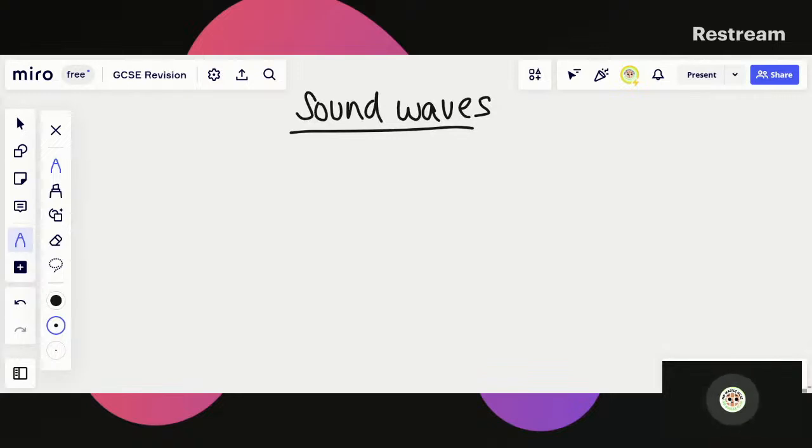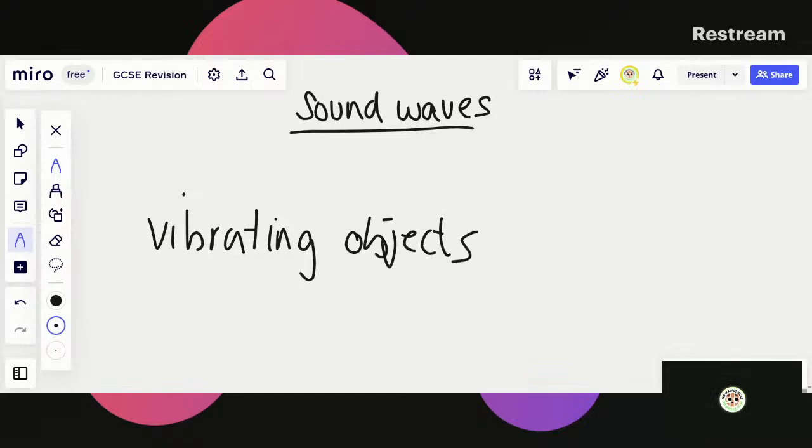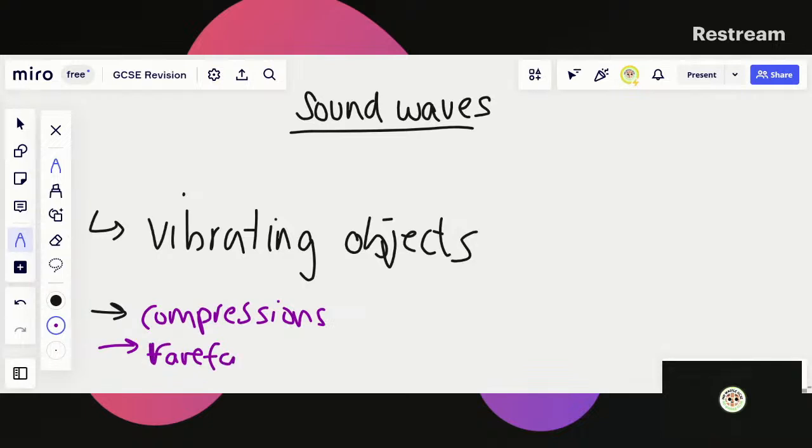So when looking at sound, sound waves are caused by vibrating objects. Mainly particles, but sound can also be caused by other things as well. So vibrating objects, and what happens is these vibrations are passed through the surrounding medium as a series of compressions and rarefactions. So there's some difficult terminology there for you. So these vibrations of these objects pass through the surroundings as compressions and rarefactions.